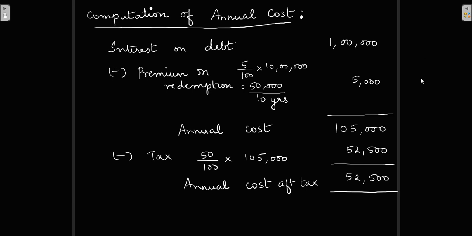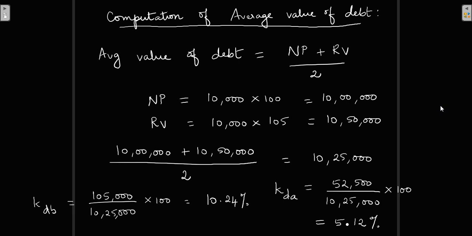Computation of annual cost. Interest on debt is 1 lakh. Premium on redemption is divided by 10 years, 5,000. Annual cost minus tax, you get annual cost after tax. So computation of average value of debt is net proceeds plus redemption value. Net proceeds is 10 lakhs, redemption value is 10,50,000 since we are redeeming at a premium of 5%. So the average value of debt is 10,25,000.